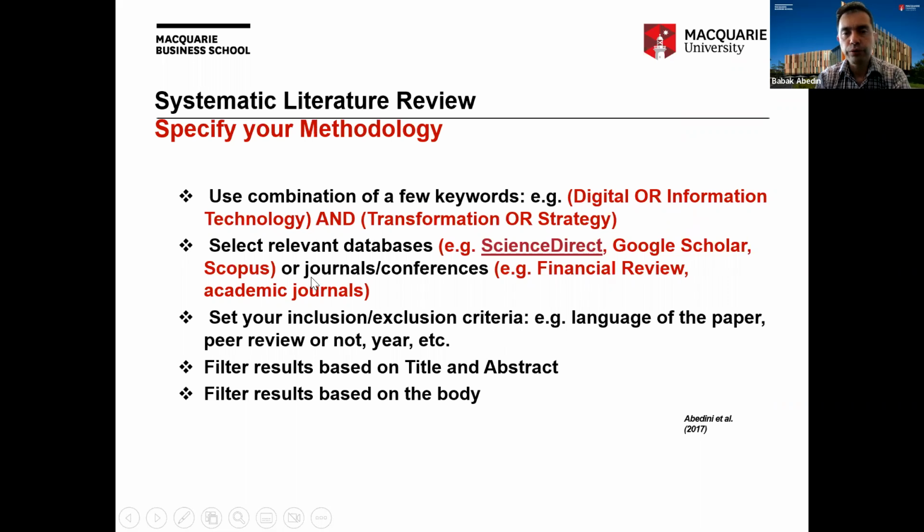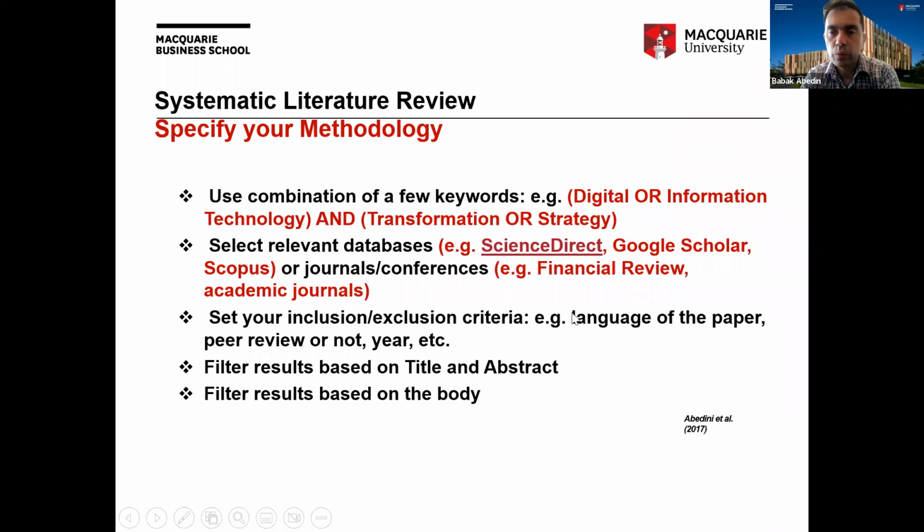And if you want to, for example, focus on particular journals or conferences, you can do it. For example, you say, I want to focus on only professional journals and magazines like Financial Review, or you can focus on academic journals. Next, you need to set your inclusion and exclusion criteria.